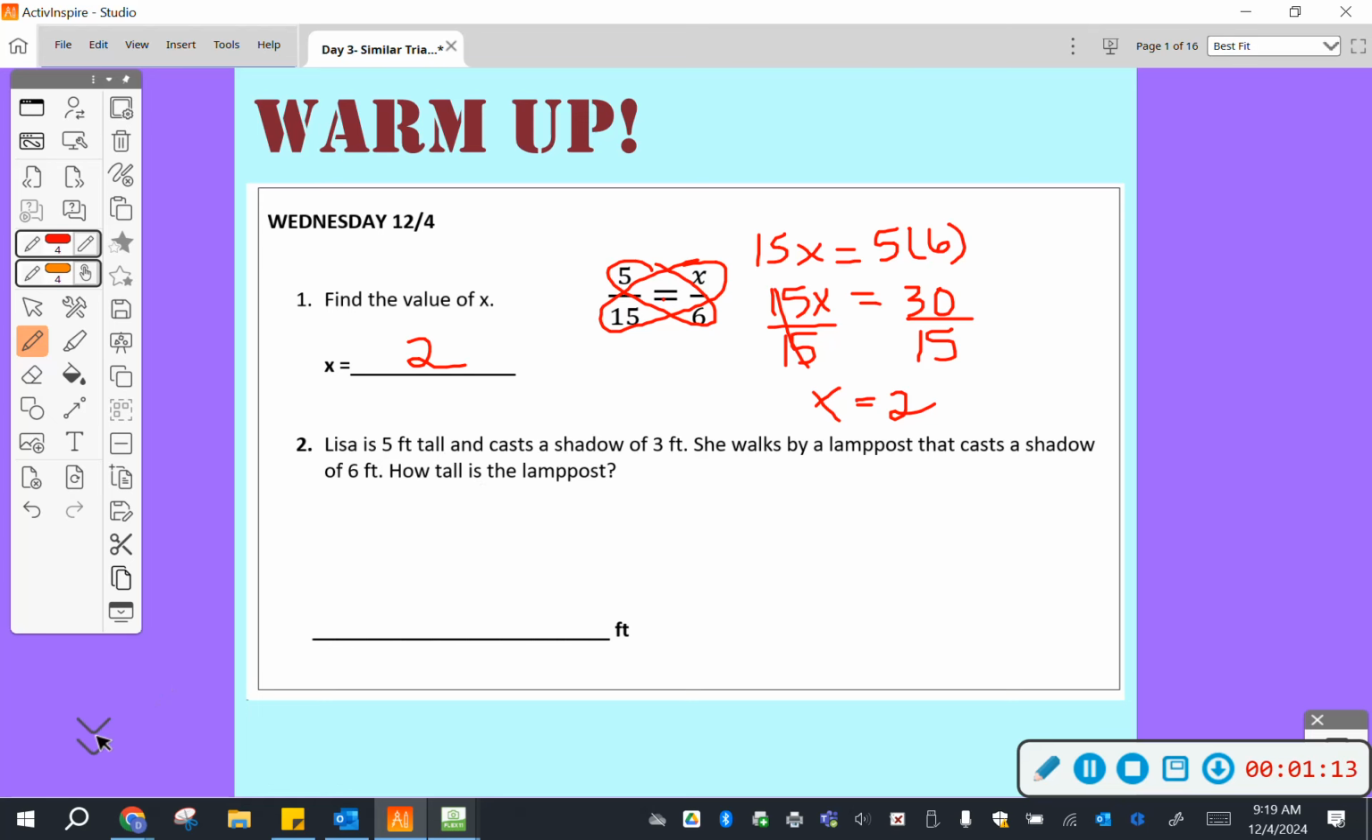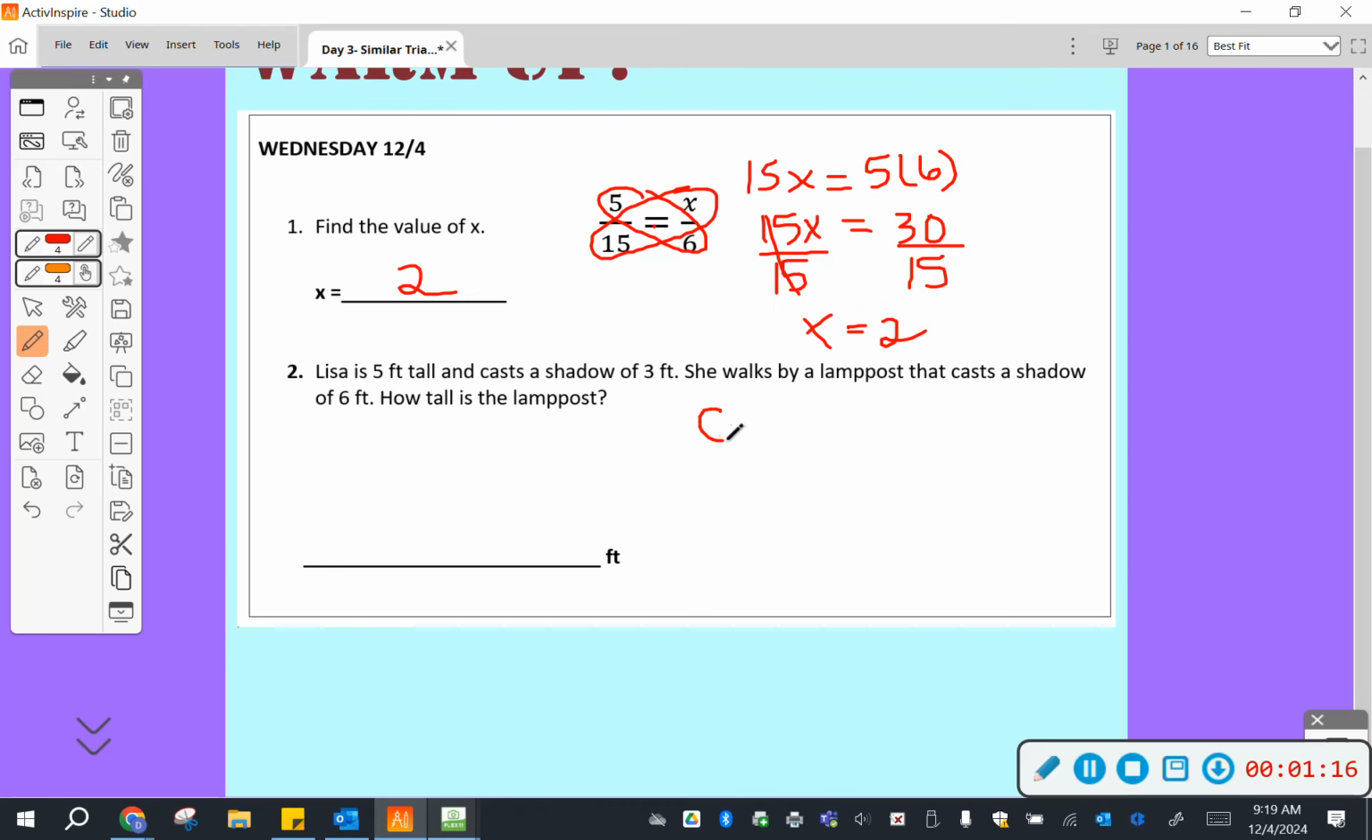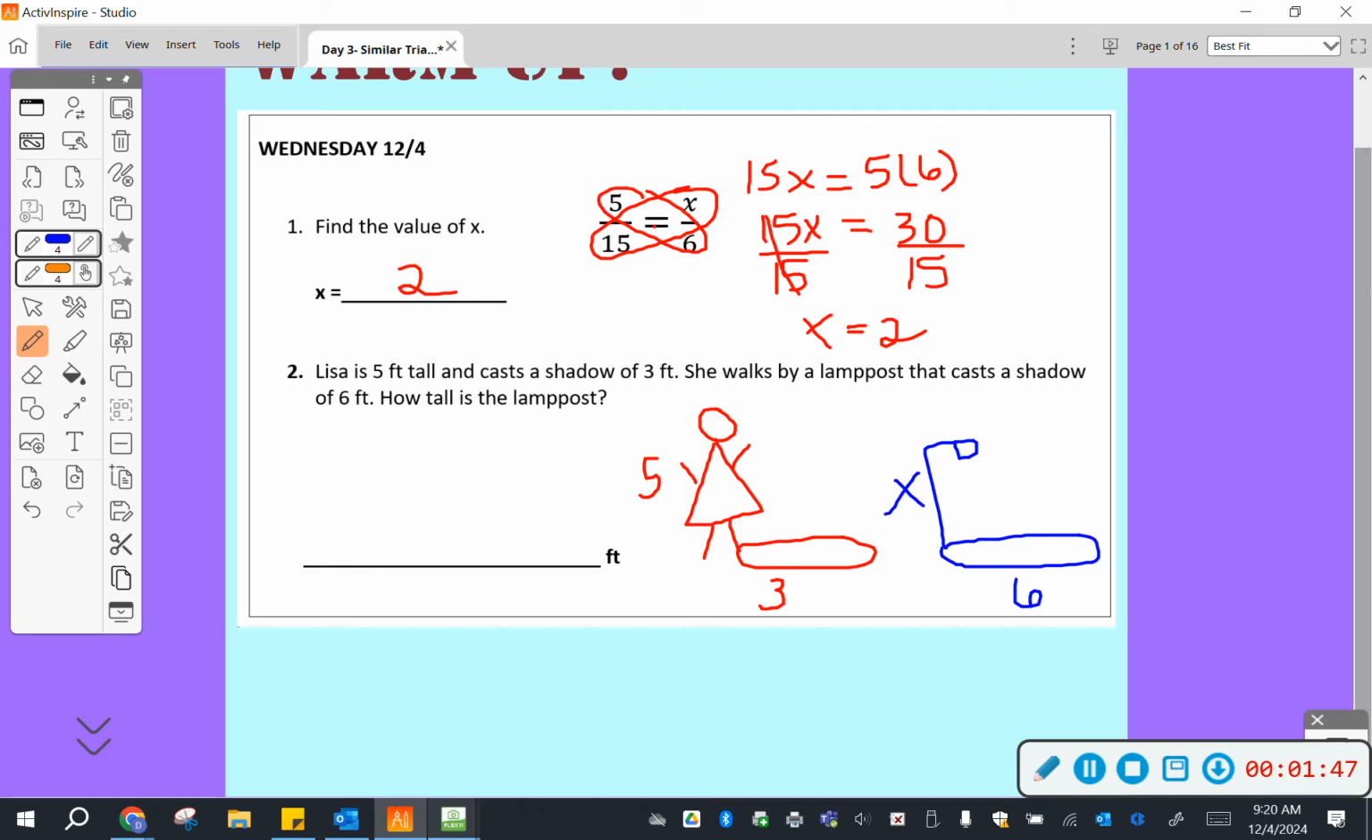Next, Lisa is 5 feet tall, so let me draw our lovely Lisa right here. Why is she a triangle? She's a Dorito. She's wearing a dress today. So she's 5 feet tall, and she casts a shadow that is 3 feet. Next, because I'm lazy, she walks by a lamppost, so a little light there, that casts a shadow of 6 feet. How's the lamppost shorter? Well, I'm just drawing. It's not. That's the point. It's just a drawing. Remember, we don't trust pictures. We always go by the numbers.